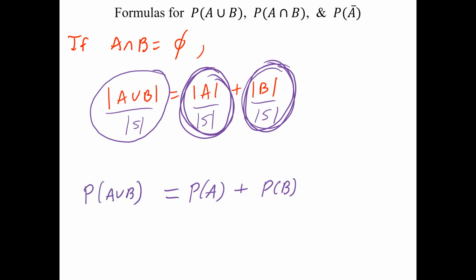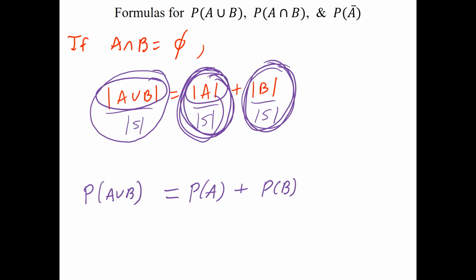When you're trying to find the probability of something, you build a fraction. The top thing is whatever's in the parentheses here. So since the top thing is A union B, that's what's in the parentheses here. And there you have it. Then we have a formula for probability of A union B.